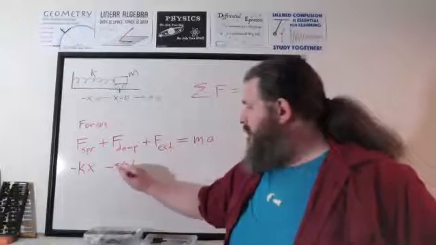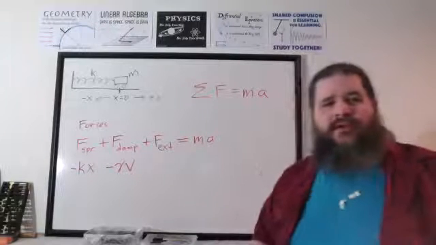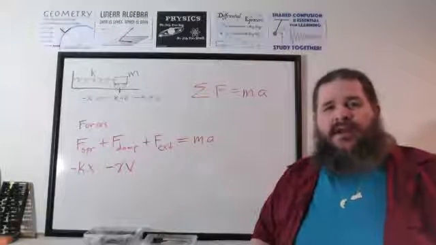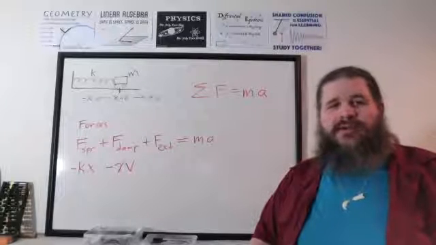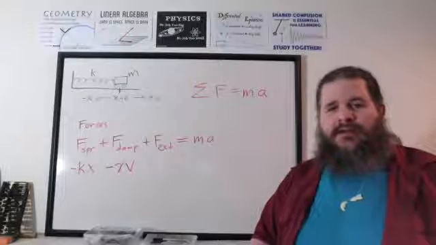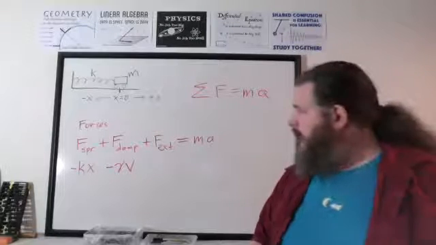Negative gamma V. So that's also kind of a restorative force, not in the sense of position, but in the sense that the force of damping is trying to restore zero velocity. It's trying to return the object to at rest, though not at its initial position.